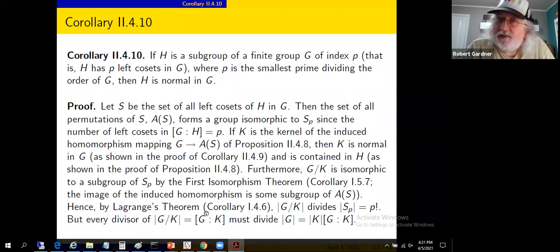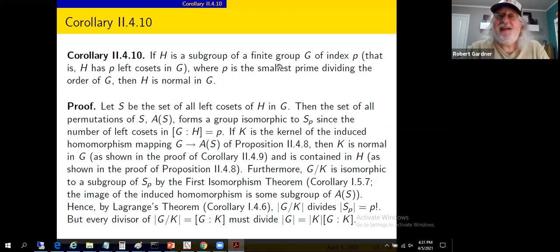Lagrange's theorem. It's been a while since we've seen that. Dealing with a finite group G. So Lagrange's theorem, I have to be very careful about, deals with products of cardinal numbers. Yeah, if everything's finite, I can talk division. So we've got finite groups, so divisors will make sense here. So Lagrange's theorem tells us that the order of G mod K, being a subgroup of S sub P, must divide the order of S sub P, which is P factorial.